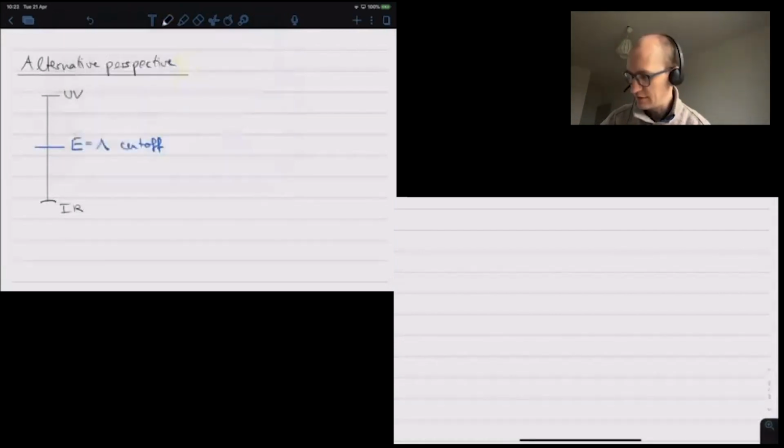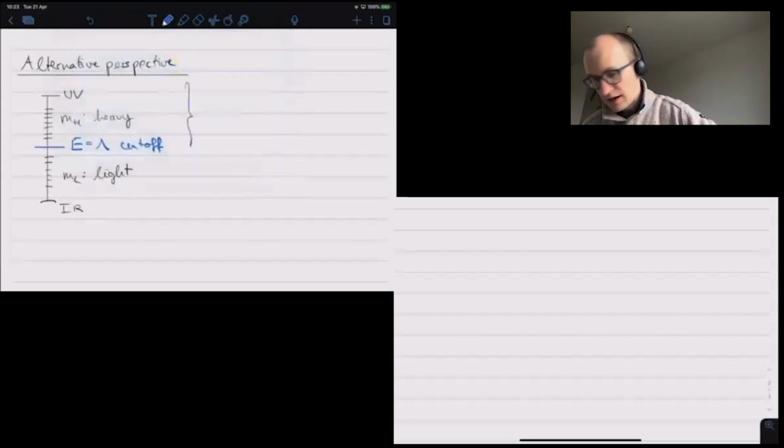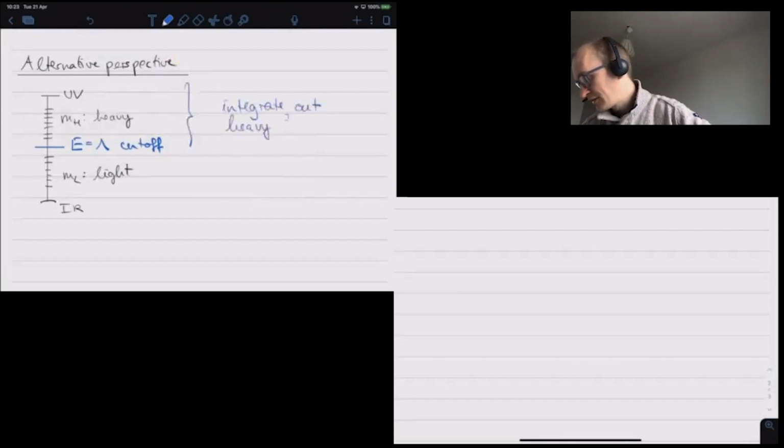Then our theory will have some states which have masses which are above this cutoff, which are sort of heavy things. And then equally, below the cutoff, we have a bunch of states that have lower energies, lower masses than the cutoff, so we call these light. And then the idea is that we go up here and we integrate out the heavy fields. So we integrate out these heavy fields. And this gives rise to some effective description, which is the low energy effective description.